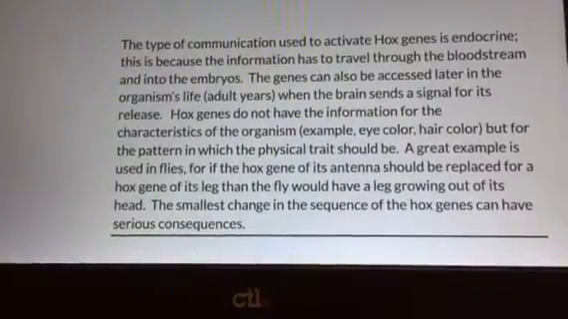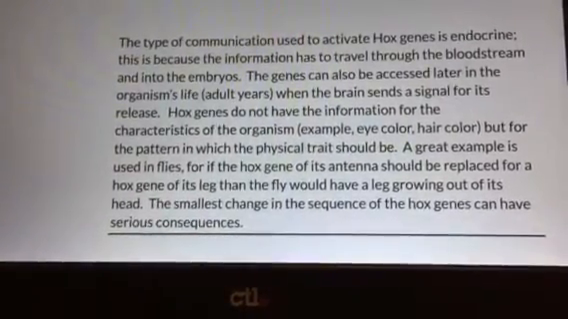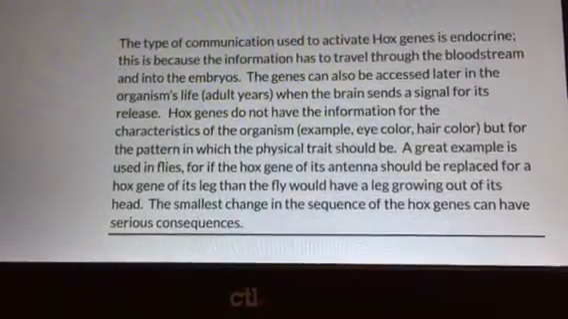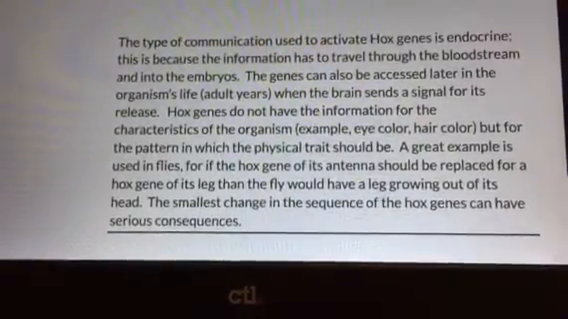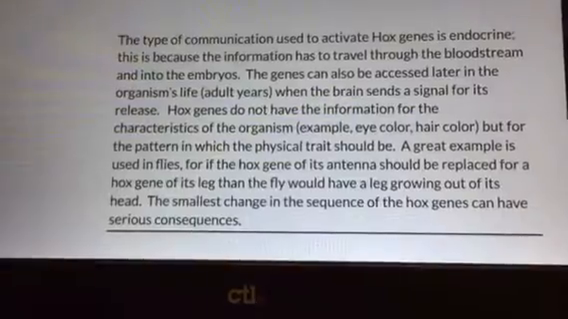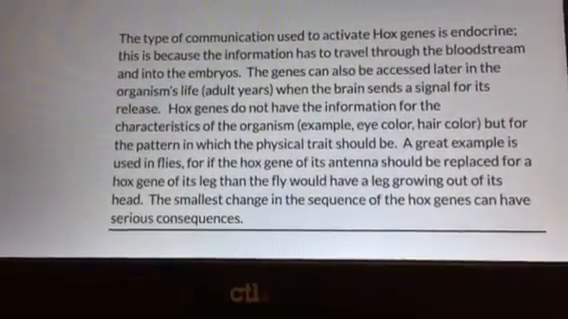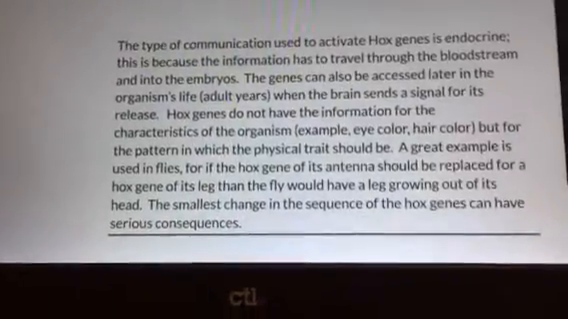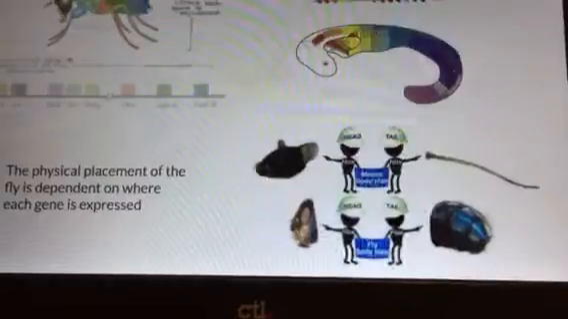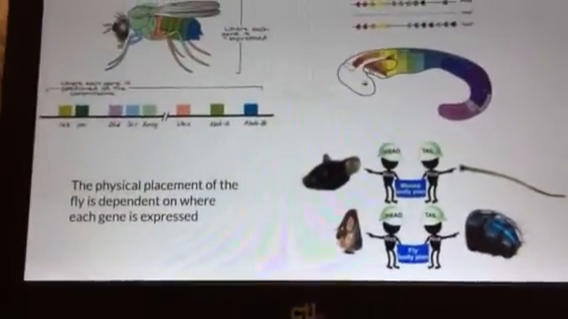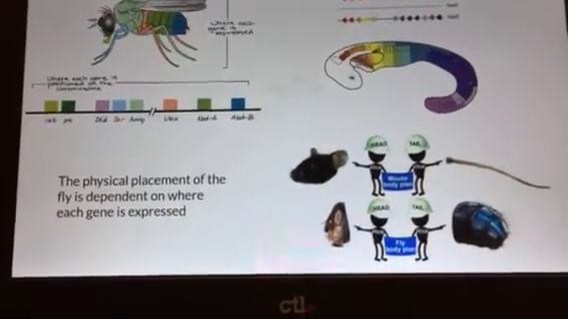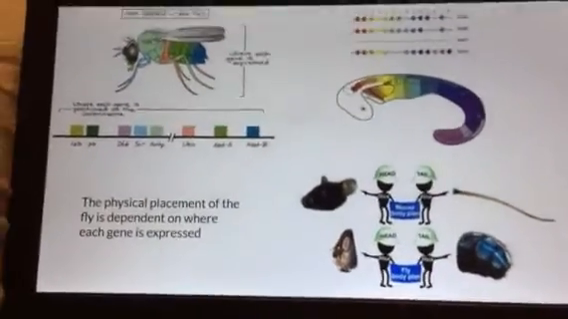A great example is used in flies, for if the Hox gene of its antenna were replaced with a Hox gene of its leg, then the fly would have a leg growing out of its head. The smallest change in the sequence of the Hox gene can have serious consequences. The physical placement of the fly is dependent on where each gene is expressed.